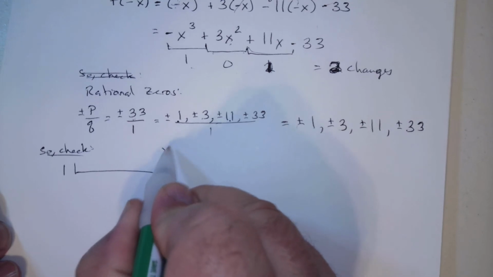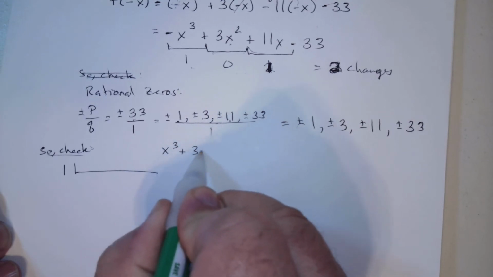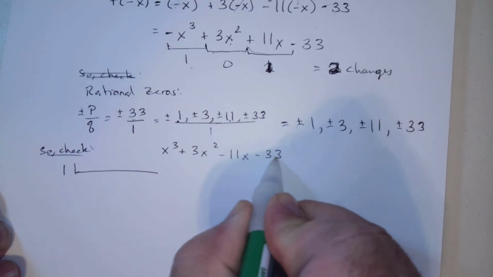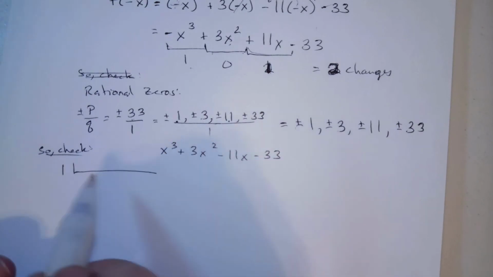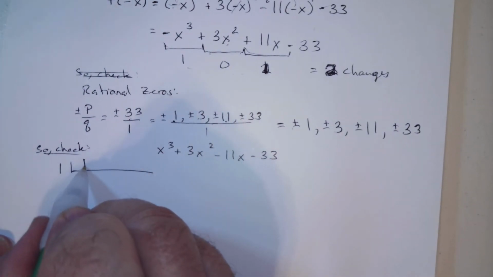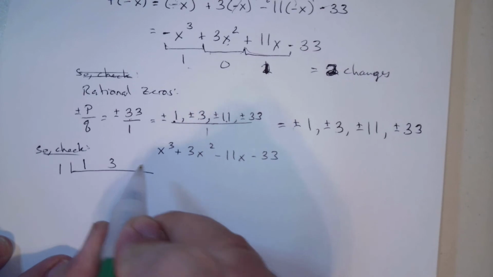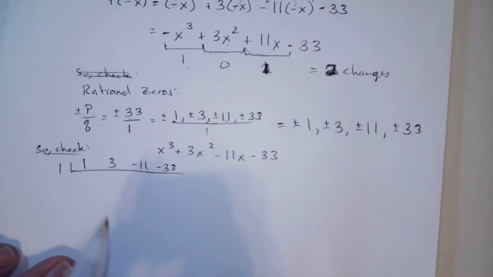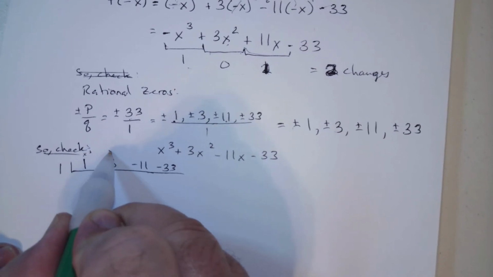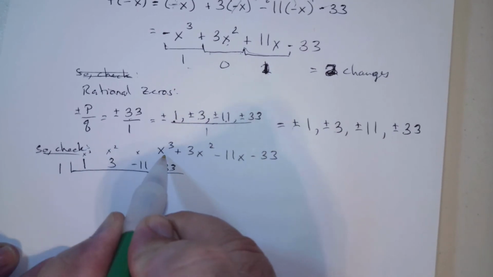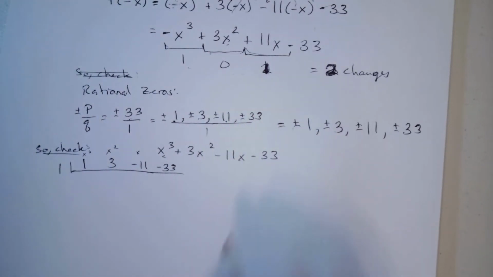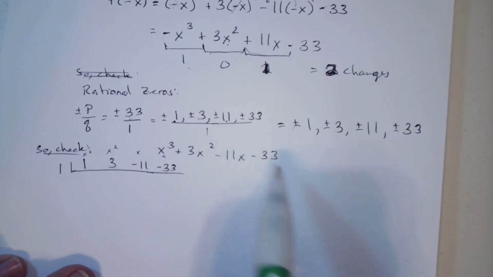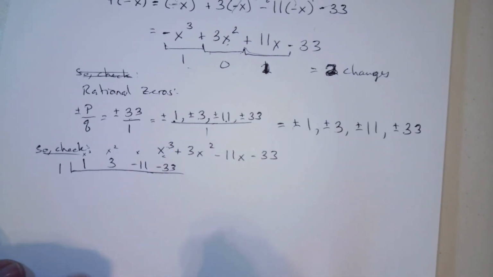Remember, our equation is x cubed plus 3x squared minus 11x minus 33. So we only put the coefficients here: 1, 3, negative 11, negative 33. This is x cubed, x squared, x, and constant. Make sure, because if we're missing one, I have to put a 0 there. Since we start off with x cubed, we have to have each x value.